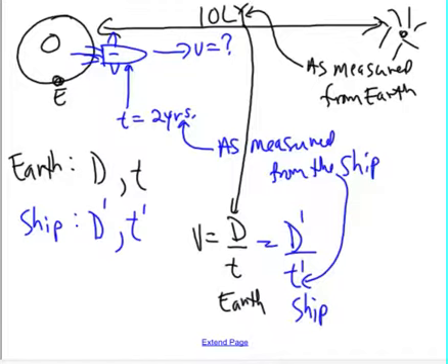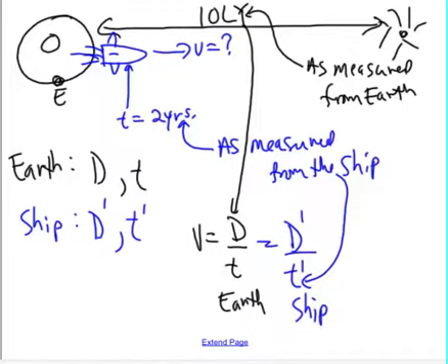I cannot take the 10 light years and divide it by the 2 years because that's the distance measured from the Earth and the time is measured from the ship. Not only that, if I tried it, I'd end up getting 5 light years per year, 10 divided by 2, and that would tell me I have to travel faster than the speed of light, and Albert Einstein would not like that. So what we need to do is figure out how do I get the distance as measured from the ship given the distance as measured from the Earth. Those two are connected by the time dilation.